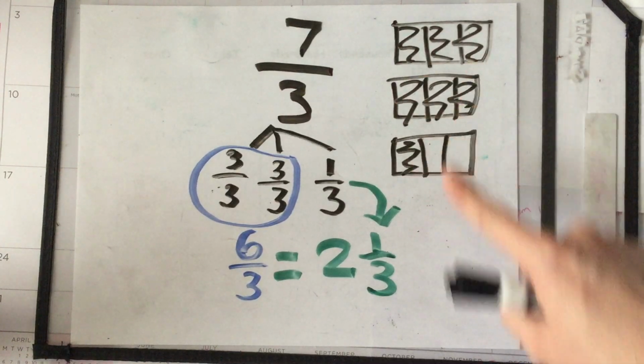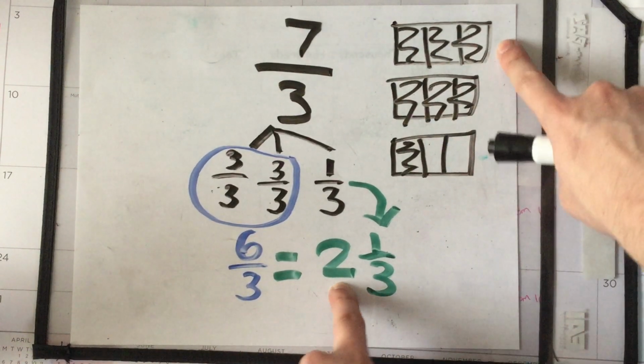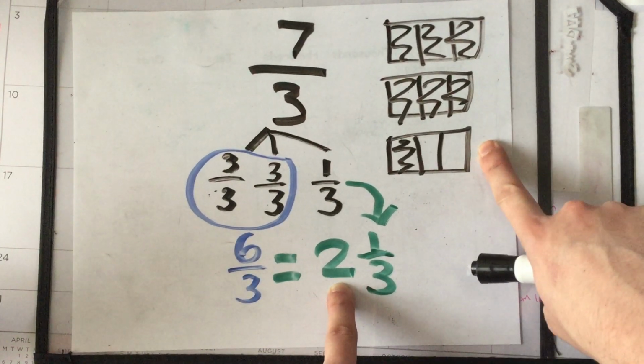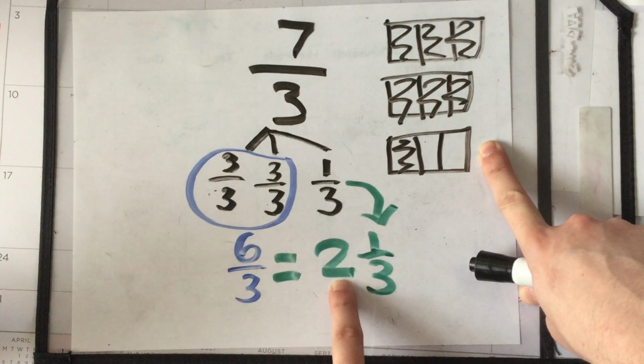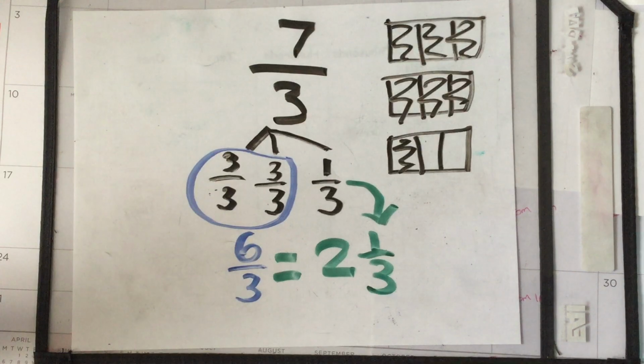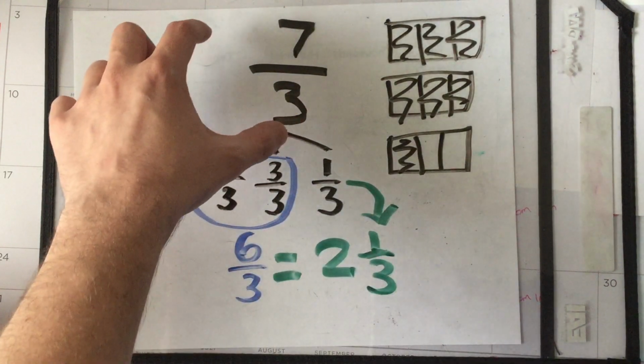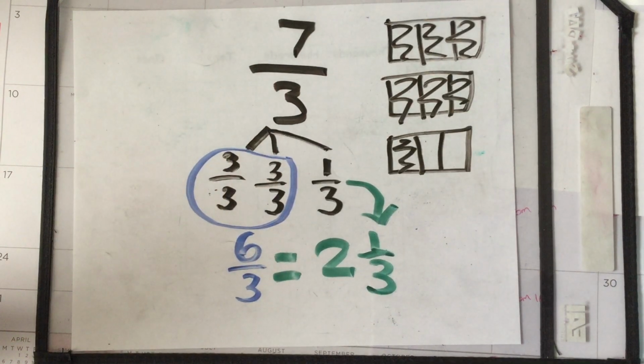This picture shows it. If we look down here, 1 complete thing, 2 complete things, plus a third. 2 complete things, plus a third. So this is how we took our improper fraction greater than 1, and actually this one was greater than 2, and we turned it into a mixed number. Let's do another one right now.